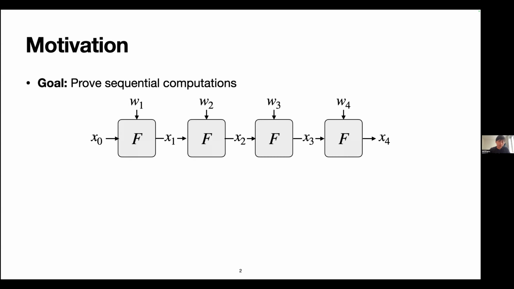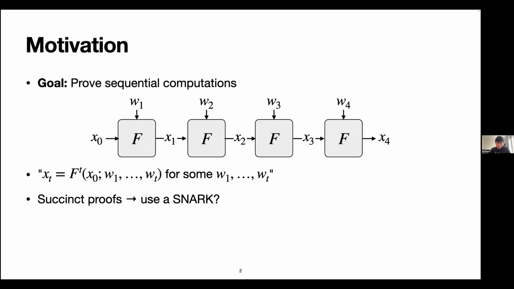And more generally, we can also consider functions which receive an additional non-deterministic input. So for example, if you want to prove a VM computation, F would represent the CPU circuit, X would be the current state of the VM, and W would be the current instruction. And maybe you want to prove that X4 is the result of running 4 instructions on this VM from some default initial state X0. So formally, this is the kind of statement that we want to prove.